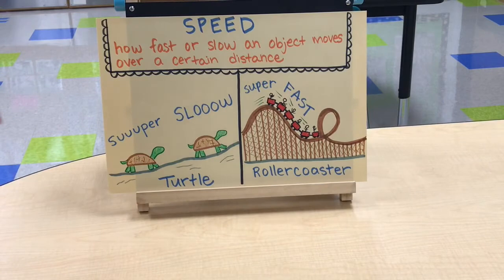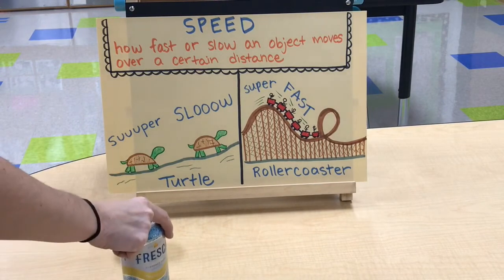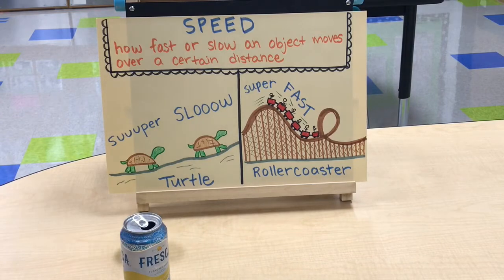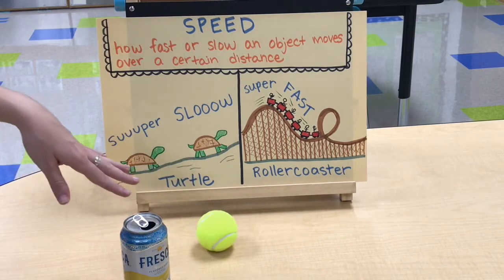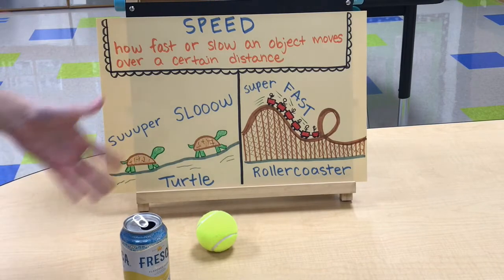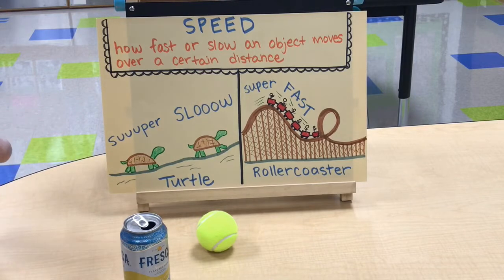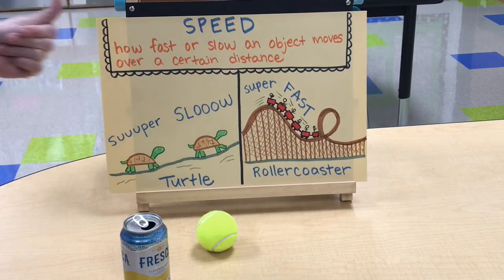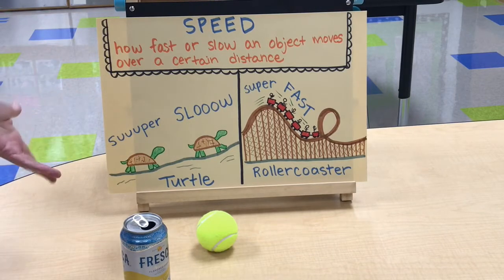Another thing you can think of when you're talking about motion is the speed of an object. That just means how fast or how slow an object moves. Right now I have a tennis ball and an empty soda can, and there's no movement. There's no speed with these objects right now because they're sitting still. However, if I use some sort of force to push them away from me, they're going to move and they're going to have a certain speed.